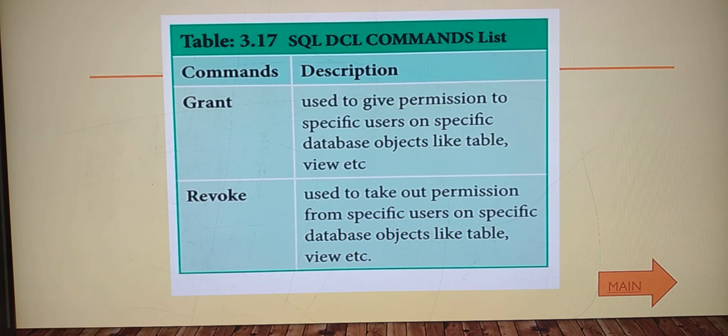So, clear? The first one is grant, which is used to give permission to specific users on specific database objects like table and view. The next one is revoke. It is used to take out permission from specific users on specific database objects like table, view, etc. So already given permission you can get back by means of which command? Yes, the revoke command. So, clear with these commands? Yes.